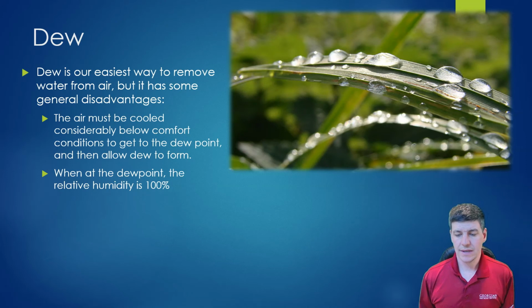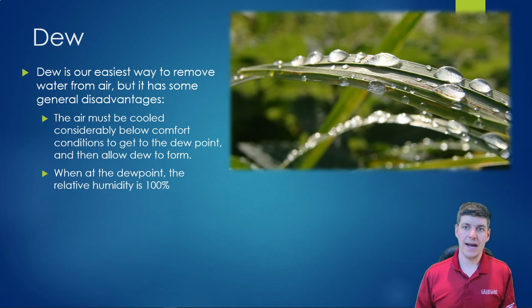So one is that in order for dew to form, we really do have to cool it quite a bit, more so than comfort conditions. The other issue that we have is that when we do bring air down to the dew point, the relative humidity goes up to 100%. So we're left with air with a high relative humidity and a low temperature in order to get rid of that humidity through dew. But we don't have much more of a choice. That's kind of what we have to do if we're going to remove humidity.